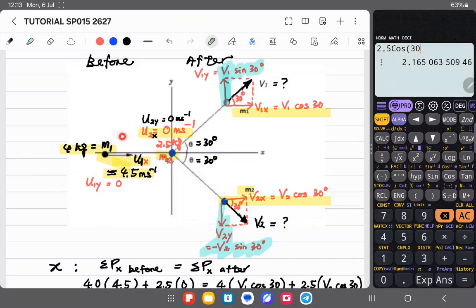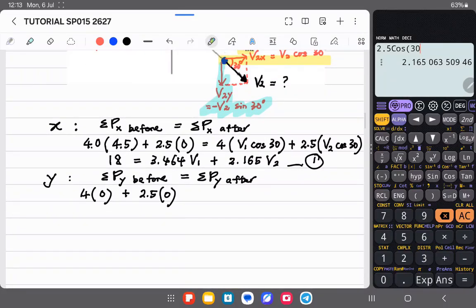The two objects are not moving along the component y. After collision, we have v1 sine 30 and negative v2 sine 30. So we have, after collision, for the first ball, 4 kg moving with a velocity v1 sine 30 along the y-axis plus the second ball, mass 2.5, moving with a velocity negative v2 sine 30.